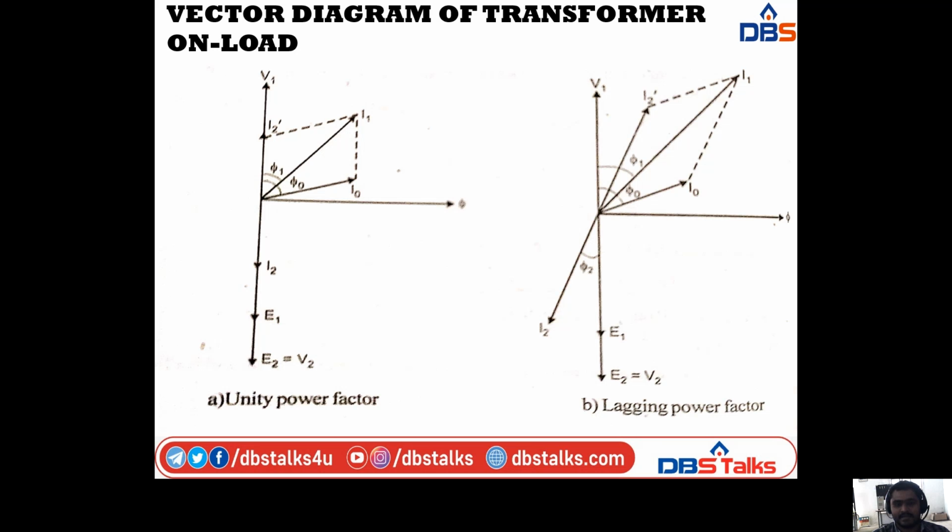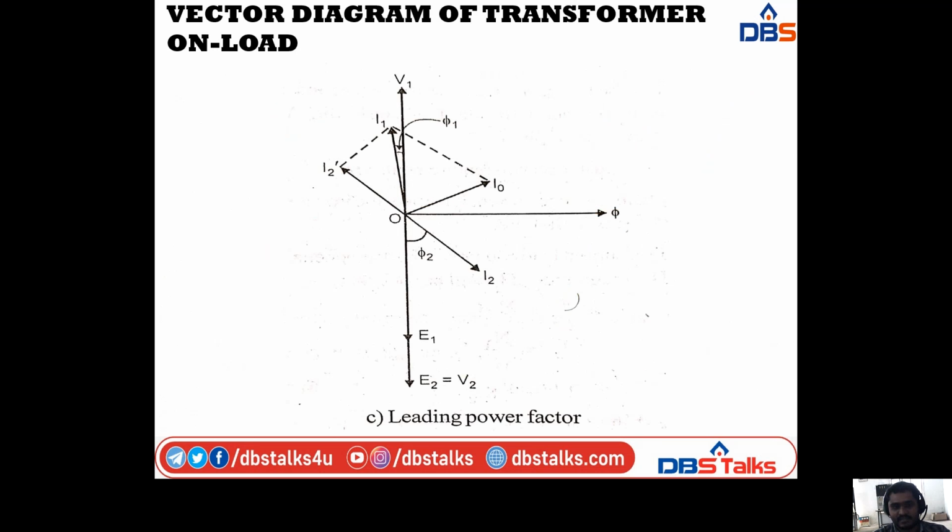Same process. In all three diagrams, E1 is equal to E2, but only V1 is 180 degrees out of phase. That's why I am drawing E1 in one direction and V1 in the opposite direction, but on the same line. It has a 180 degrees phase difference in all three diagrams. Okay, like this we have.